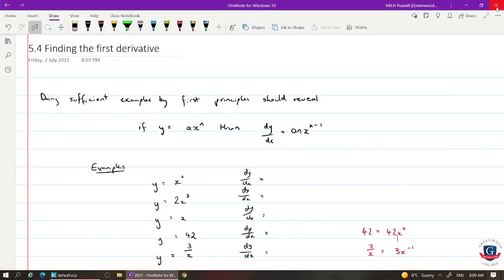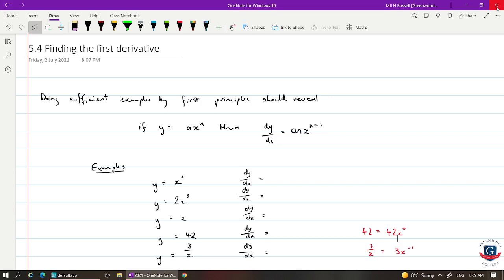Hi everybody, we're going to have a quick look at the first derivative and finding it using differentiation. We've looked at first principles and we know we can find the gradient at a point, but what we'll find is that there are now some neat patterns that allow us to do it more quickly than using first principles.